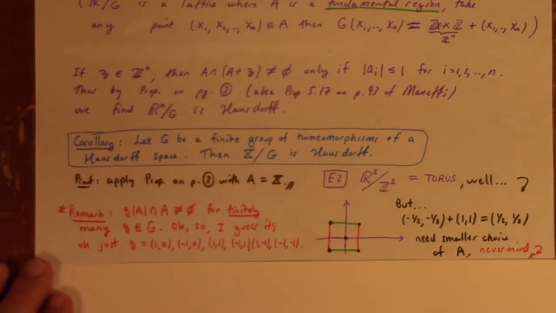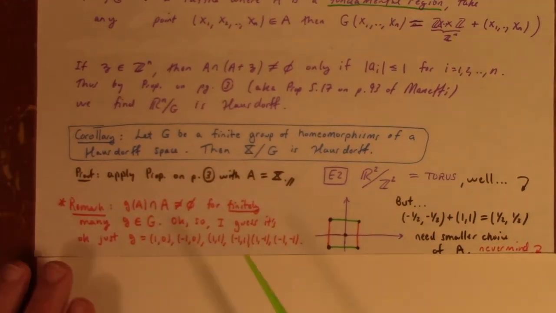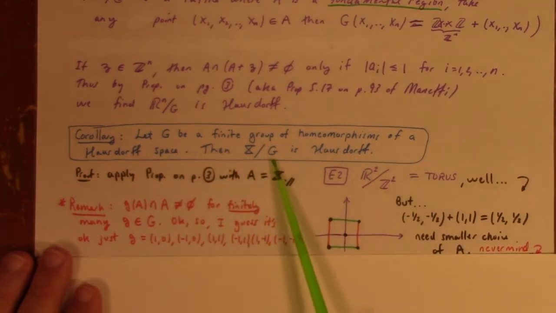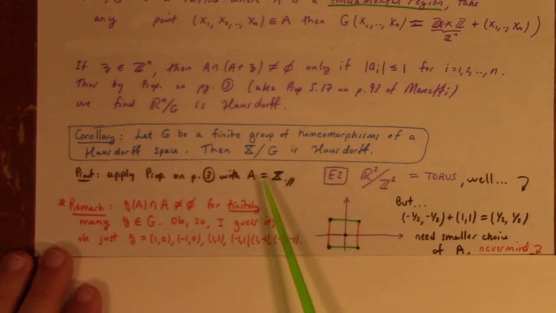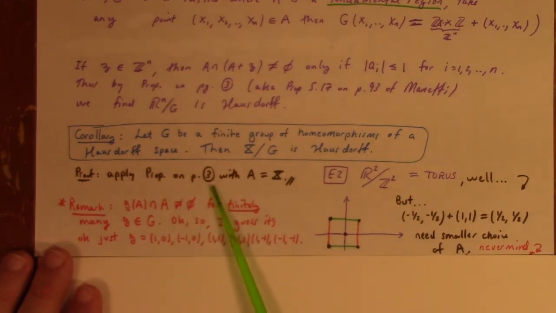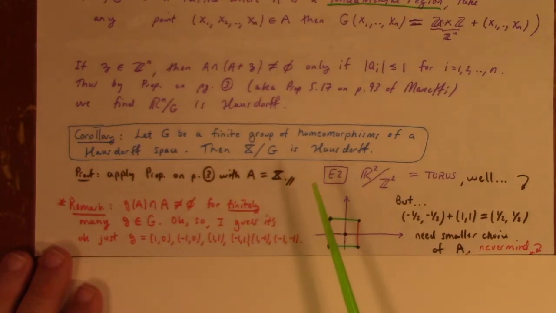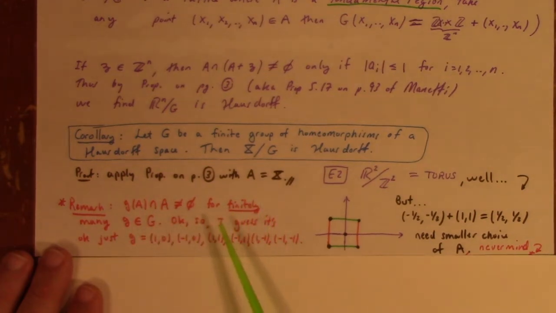Now, corollary: let G be a finite group of homeomorphisms of a Hausdorff space, then X by G is Hausdorff. So you apply proposition 3, taking A to be the whole thing X, all right? And my remark, so I said GA intersect A is not empty for finitely many G. Okay, so I guess it's okay. It's just, here are the G's which it happens for.